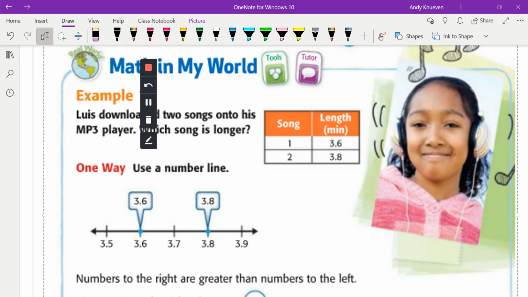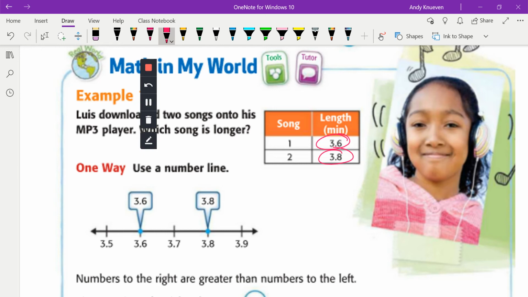Luis downloaded 2 songs onto his MP3 player. Which song is longer? Song 1 is 3.6 minutes and song 2 is 3.8 minutes. Well, this is a pretty basic one to start out with. If we use a number line, 3.6 would be to the left of 3.8.